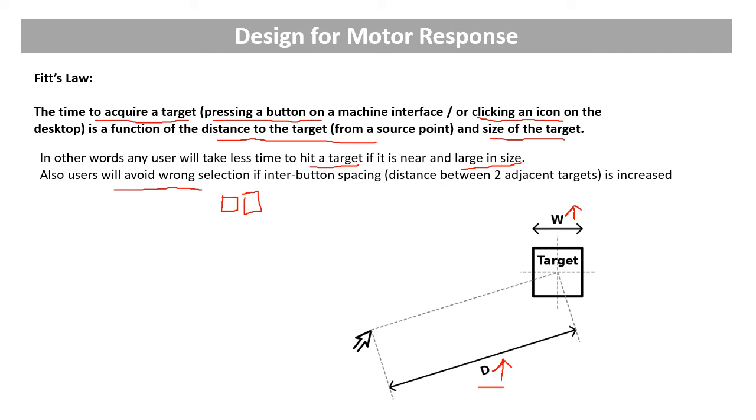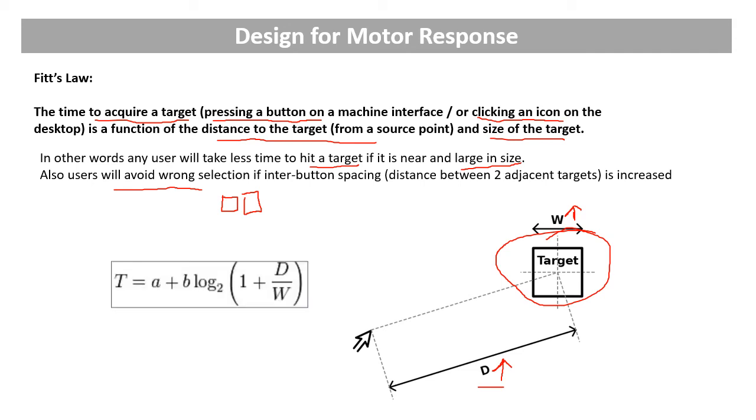But if the target is large enough, or if the target is wider, then the user will take less time to hit the target. So this also comes with an equation, and the equation is t equals a plus b log to the base 2 of 1 plus d by w. Now a and b are constants basically. T is the time taken by the user to hit the target, and d is basically the distance of the icon from the cursor start point, and W is the width of the target.